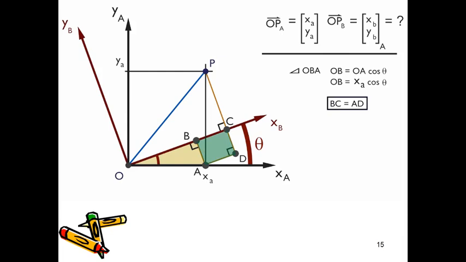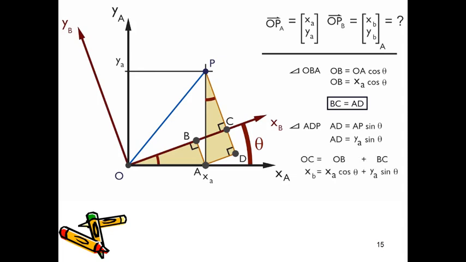In triangle OBA, OB is equal to OA cos theta, or OB is equal to XA cos theta, and in triangle ADP, AD is equal to AP sin theta, or you can say AD is equal to YA sin theta. But by our rectangle, we know that BC is equal to AD, so we can replace it: XB is OB plus BC. So XB is equal to XA cos theta plus YA sin theta.